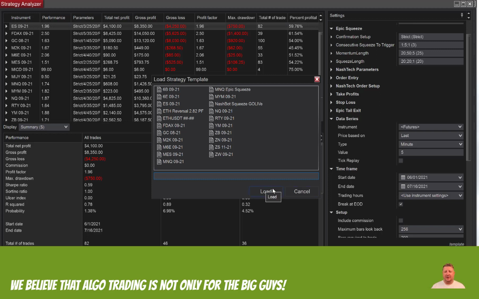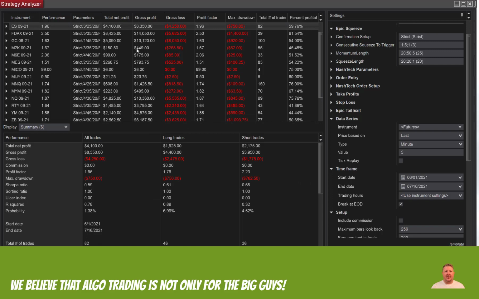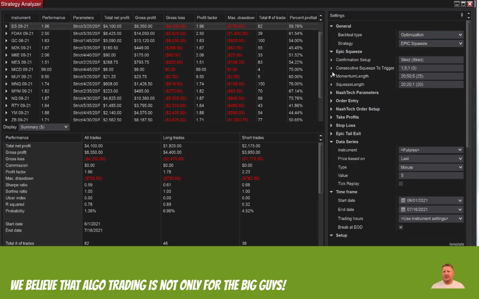And you don't need, to be clear, you don't need any of these templates, but they just help with the settings. Because, you know, the one we're looking at on the ES, it's in parentheses. We had a consecutive, for this is an optimization. So it was trying out consecutive squeeze, which means you don't enter unless you've had X amount of dots in the squeeze. We set it from 1 to 5. This particular setup is a 3. Momentum, 25. This was 20 to 50 in increments of 5. It tested out best with Strategy Analyzer at 25. So, again, you do not need these, but they do help.